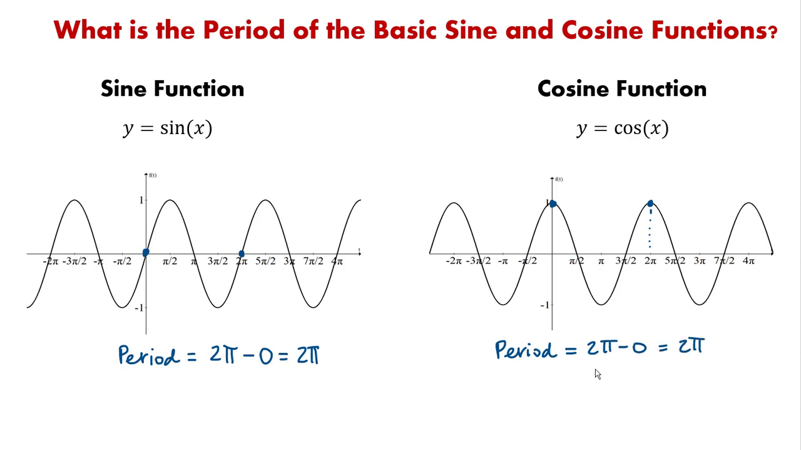Now, is that a coincidence that they're both 2 pi? No. We said that a cycle is the portion of the graph that can be copied and pasted to recreate the entire graph, so it means that once one cycle ends, the next one begins and everything kind of repeats again. In other words, for these two graphs, we can see that after 2 pi, the cycle repeats.